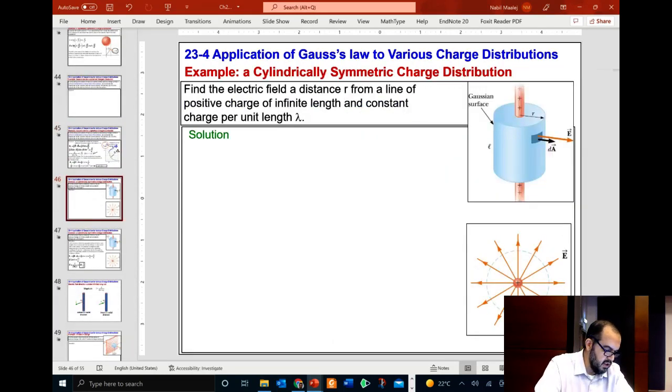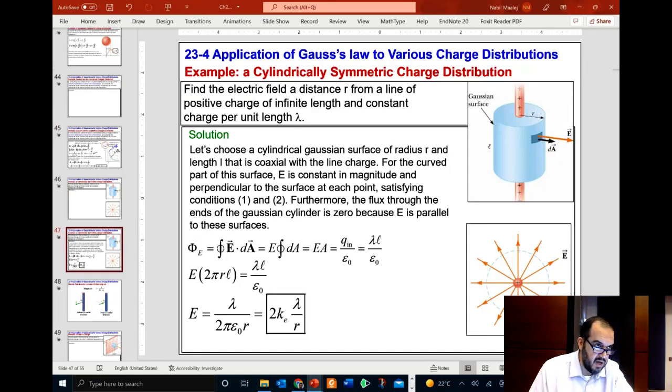And when we did the cylindrical case, we found a very interesting result. If you have an infinite line of charge, with charge per unit length lambda, we defined this cylindrical surface, and we did the integration. Obviously, the flux through this surface is 0. The flux through this surface is 0.